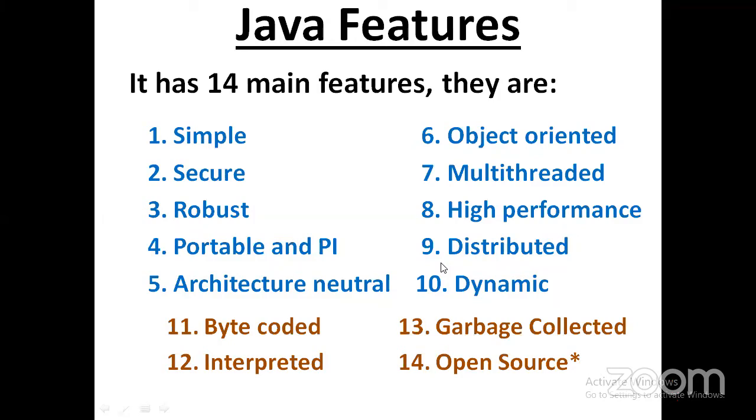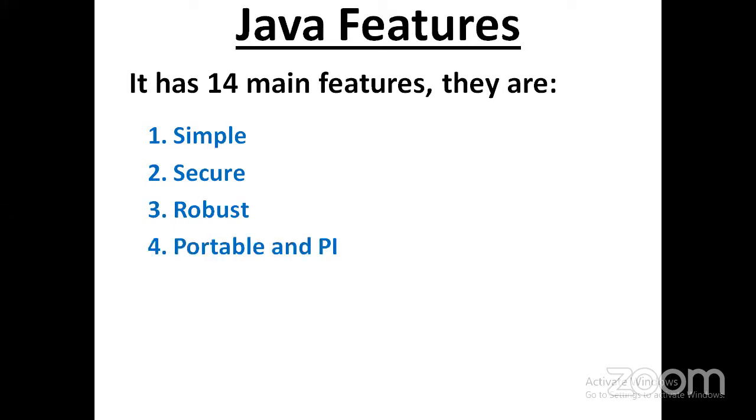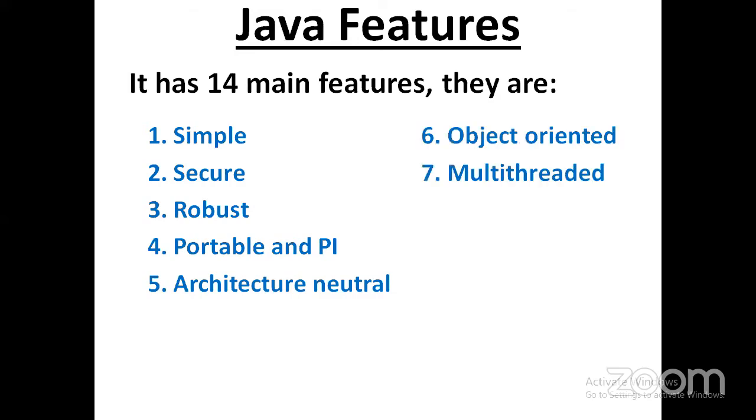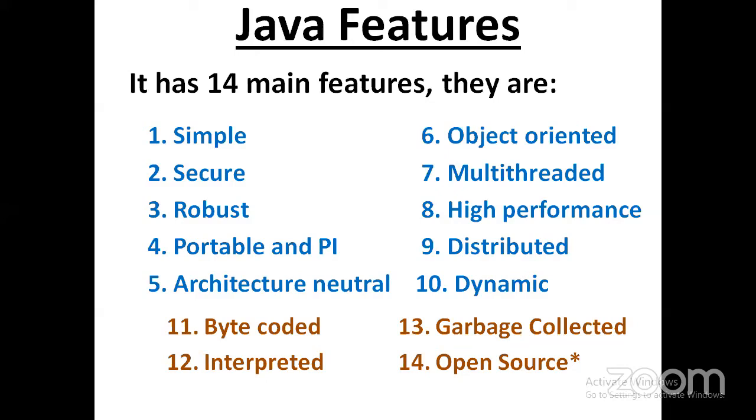I hope you got a broad idea about these features. I want you to quickly revise all these features and then I will wind up today's class. I'll explain each feature clearly with notes and documentation diagrams. So how many features does Java support? Totally 15 features including platform independent. Number one: simple, secure, robust, portable, platform independent, architectural neutral, object oriented, multi-threaded, high performance, distributed, dynamic, then byte coded, interpreted, garbage collected, and open source. So this is the story about Java features.